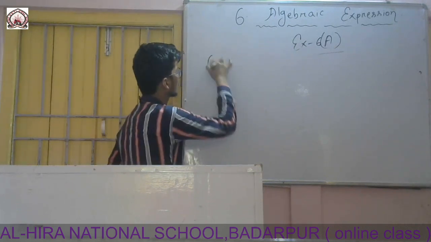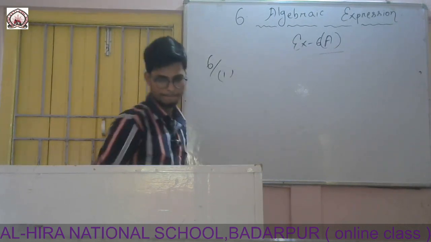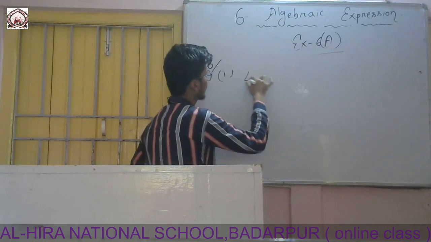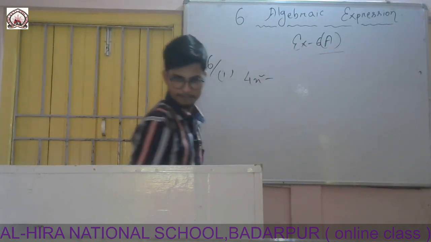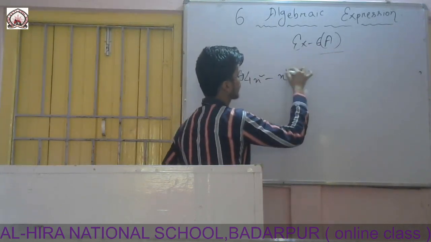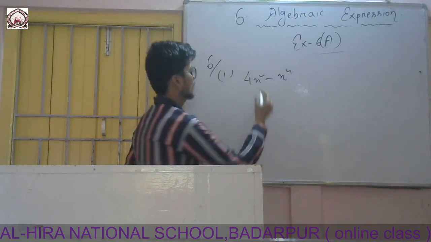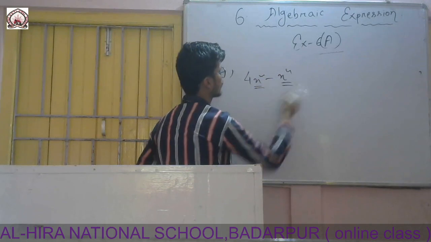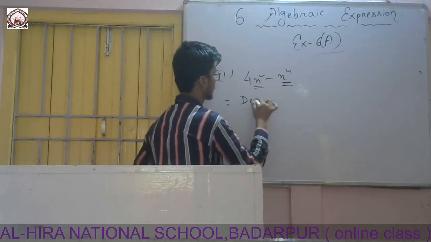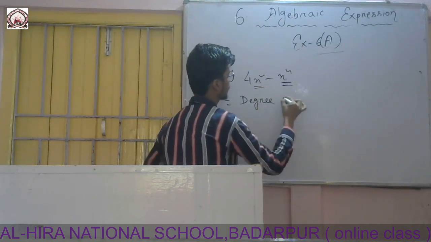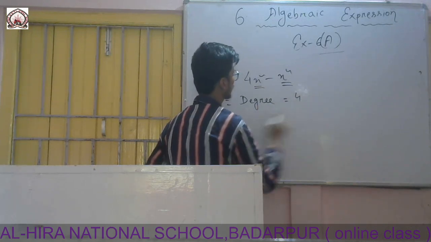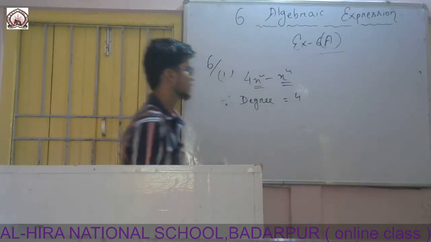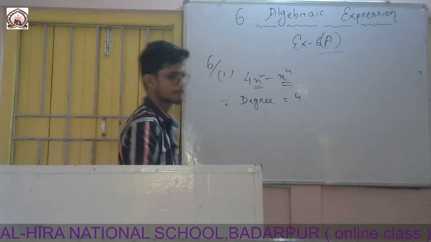So question number 6, Roman 1. 4x square minus x to the power 4. So here the power is 2 and here it is 4. So the degree of the polynomial is 4. Therefore degree of polynomial is 4.